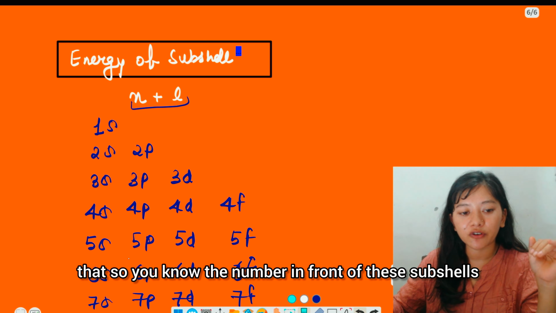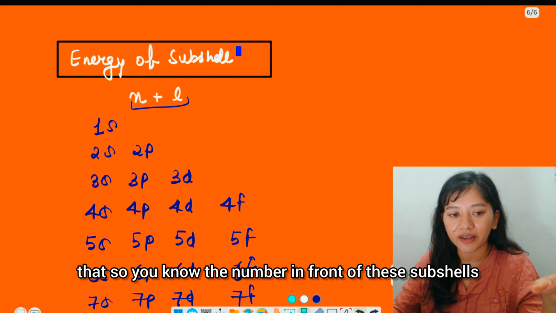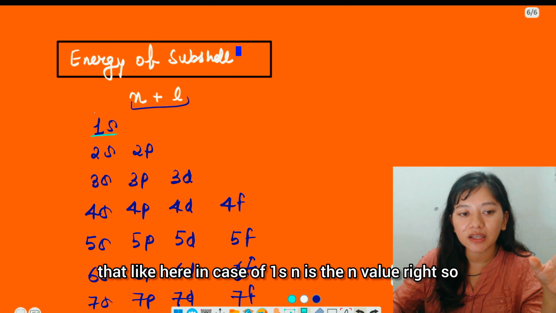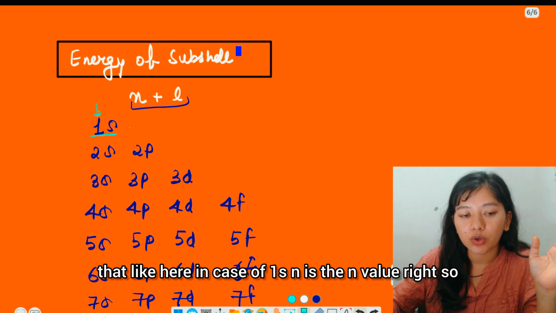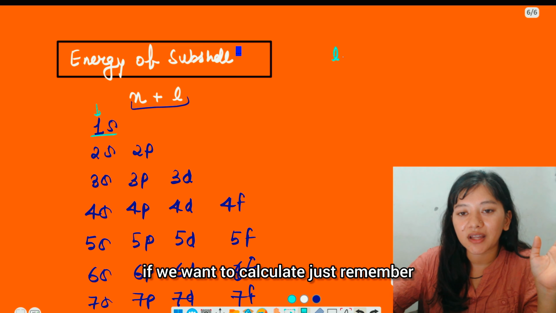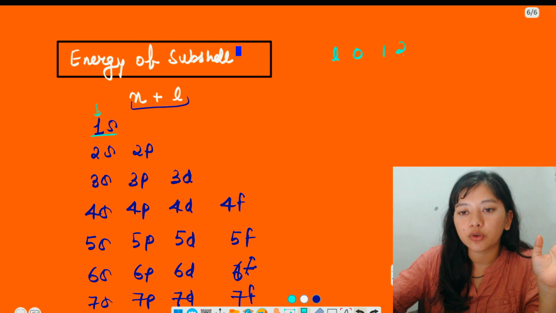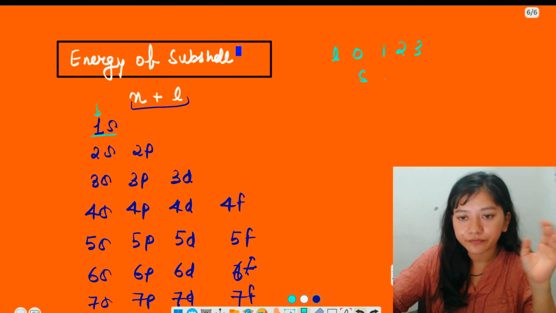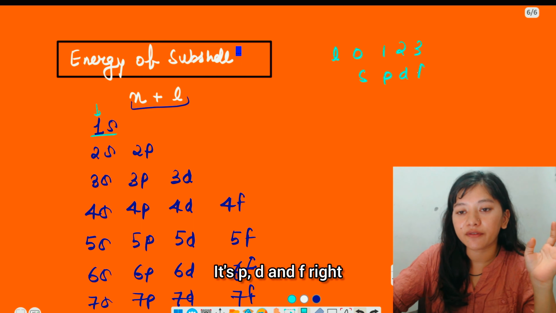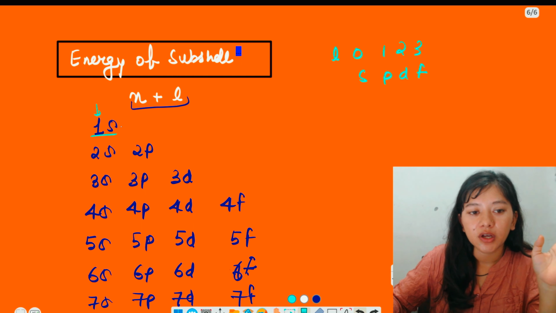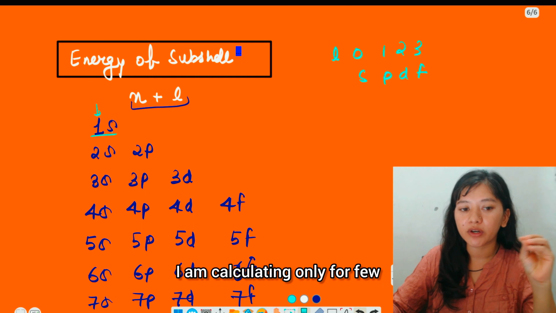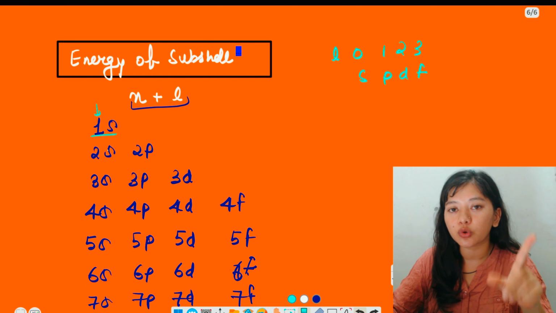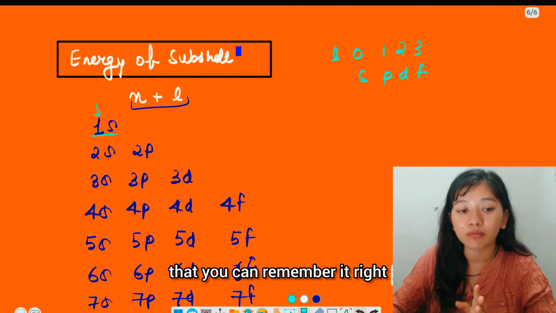You know the number in front of these subshells, like here in the case of 1s, n is the n value, right? So if we want to calculate, just remember that l can be 0, 1, 2, 3. If it is 0, it's s. It's p, d and f, right? So just use this number. I am calculating only for a few, and then I will write it down. You will calculate for everything so that you can remember it, right?